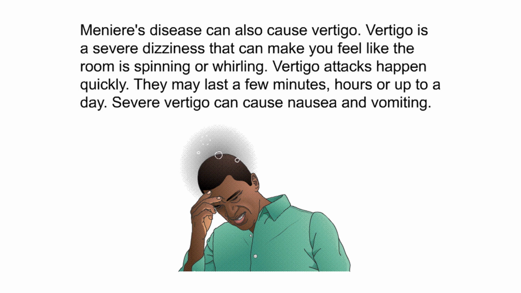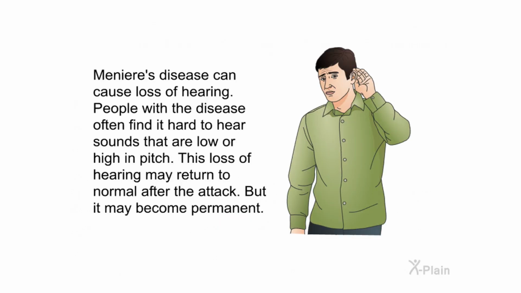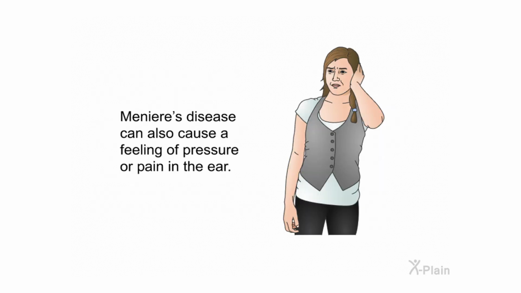Meniere's disease can also cause vertigo. Vertigo is a severe dizziness that can make you feel like the room is spinning or whirling. Vertigo attacks happen quickly. They may last a few minutes, hours, or up to a day. Severe vertigo can cause nausea and vomiting. Meniere's disease can cause loss of hearing. People with the disease often find it hard to hear sounds that are low or high in pitch. This loss of hearing may return to normal after the attack, but it may become permanent. Meniere's disease can also cause a feeling of pressure or pain in the ear.